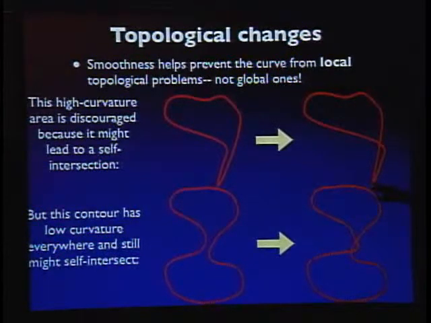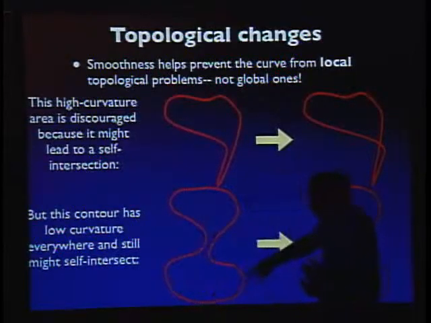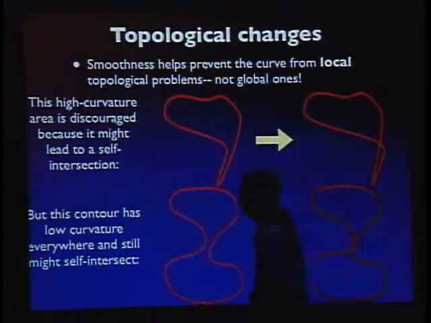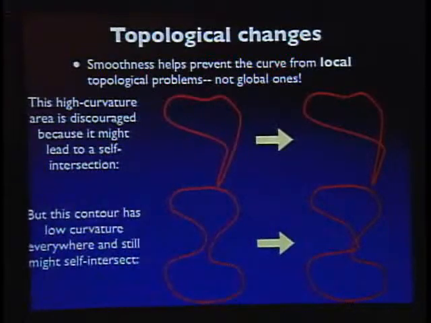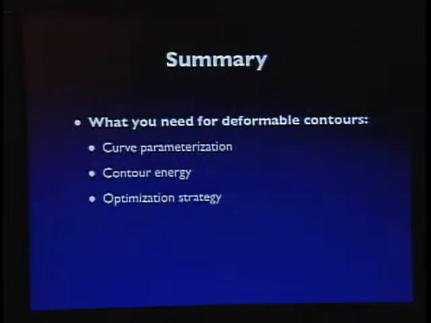But the gotcha for that is that if you think about it globally, you can have contours where there are no high curvature regions at all. If you go through this whole thing, no part of it is high curvature, and yet it has crossed over itself. So this is just to say that you need to worry about topological changes, aka crossing over itself, at all sorts of different scales, not just locally. Here are some results that you can look at.